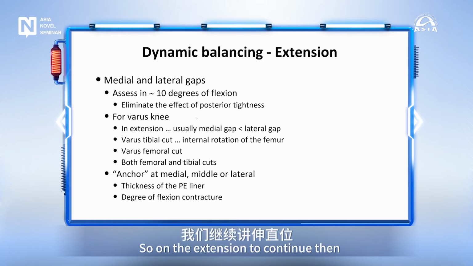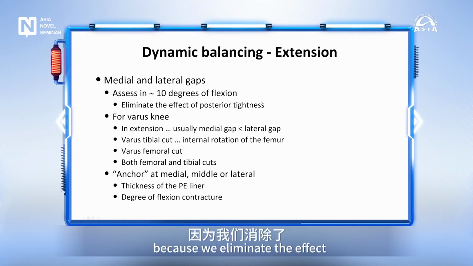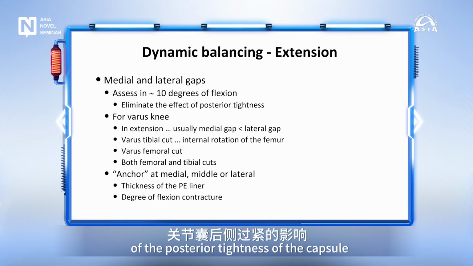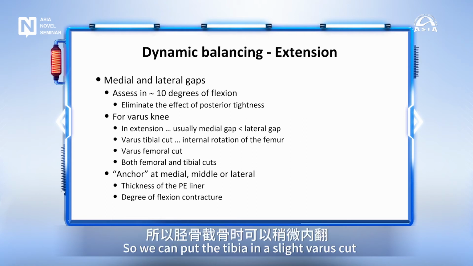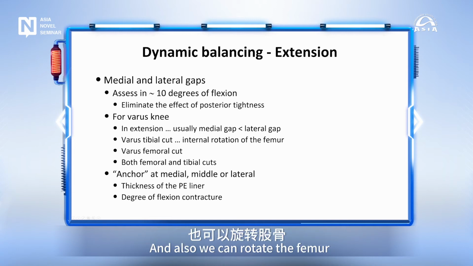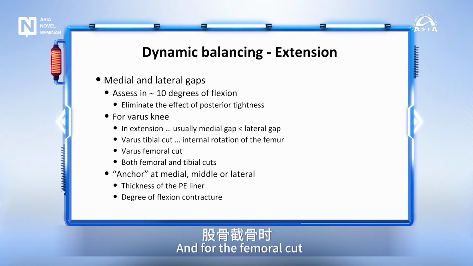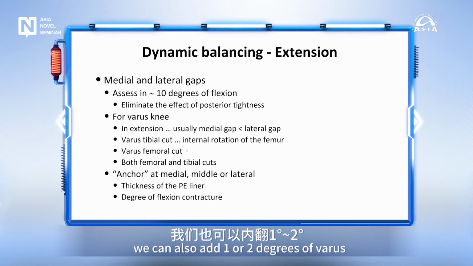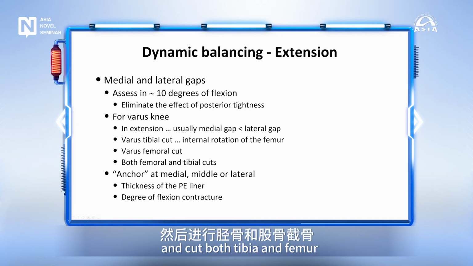On the extension, we should then assess the medial and lateral gaps in about 10 degrees of flexion, because we eliminate the effect of the posterior tightness of the capsule. So always assess the medial and lateral gaps with a little bit of flexion. For the varus knee in extension, usually the medial gap is tighter than the lateral side, so we can put the tibia in a slight varus cut. We can also rotate the femur either internally or externally to make sure that the tracking of the tibia and femur match each other. For the femoral cut, we can also add 1 or 2 degrees of varus, so that we can match the lateral gap and the medial gap, and cut both tibia and femur.